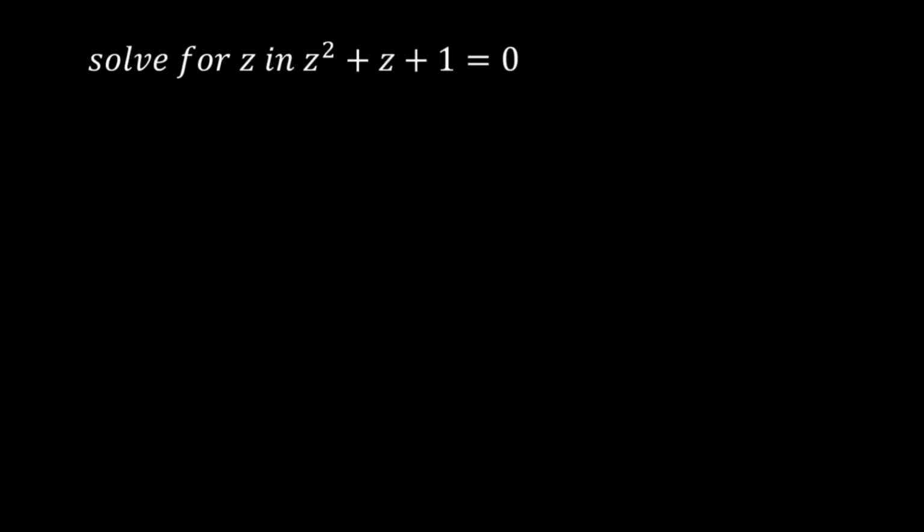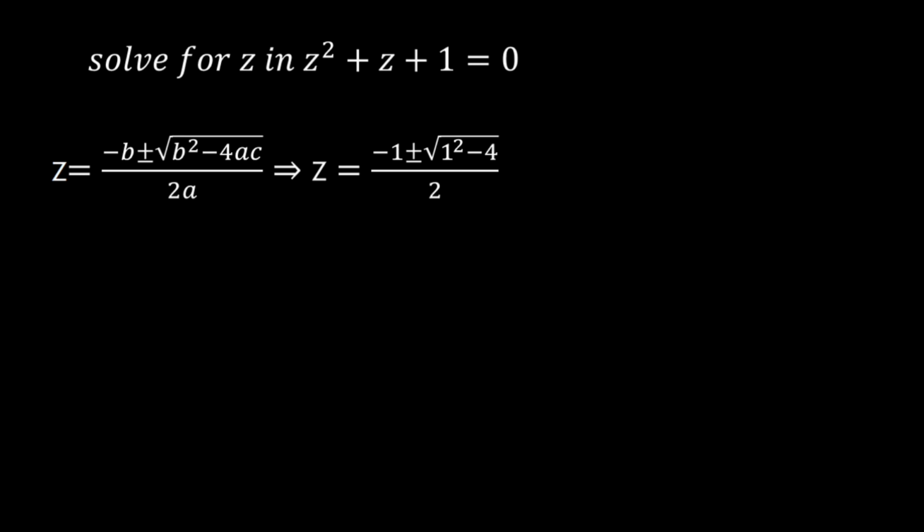Then move on. We have to solve for z in z squared plus z plus 1. We're going to use the quadratic formula, that is z is equal to negative b plus or minus the square root of b squared minus 4ac, all over 2a. That implies that z is equal to minus 1 plus or minus the square root of 1 squared minus 4, just substituting a, b and c. Here is a, here is b, and here is c, and you have this as the answer.